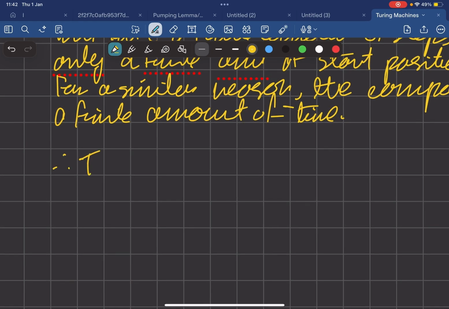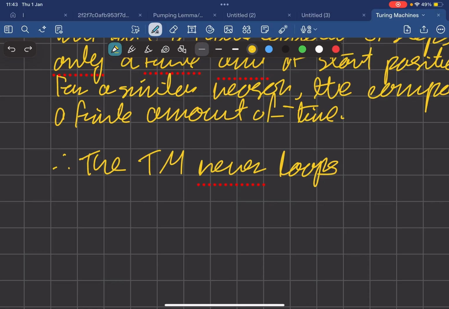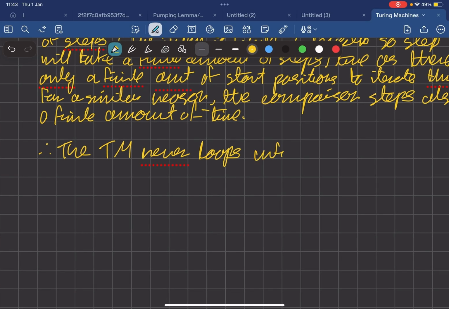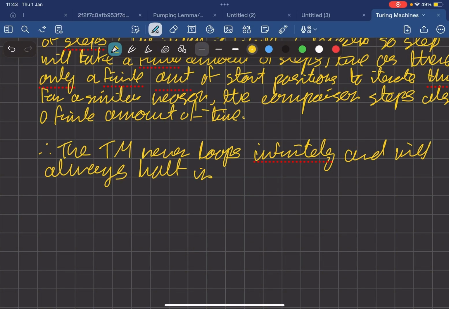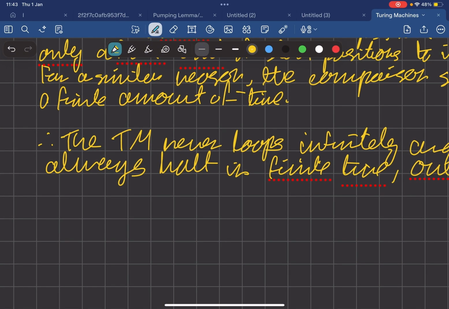So therefore, the Turing machine never loops infinitely, and will always halt in finite time, and it will always output the correct response. So like an acceptance or rejection based on if the substring was in there.